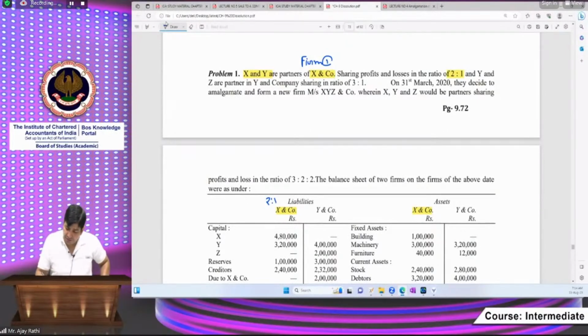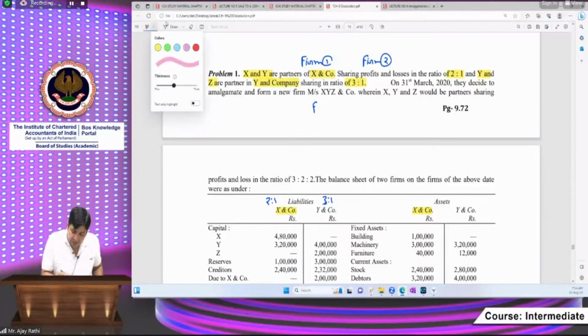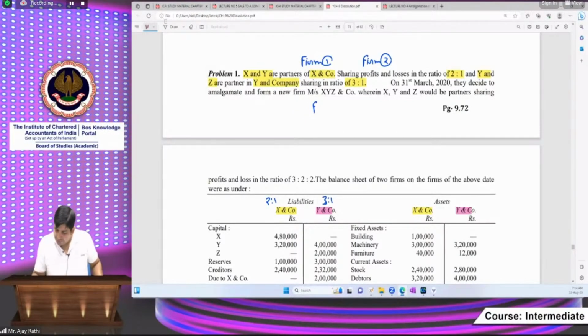Another firm is also there, that is Y and Z are partners in Y and company, where Y and Z are the partners and the ratio is 3:1. This is firm number 2, Y and company. Okay, this is Y and company, another firm where Mr. Y and Z are the partners in Y and company, and the ratio is 3:1.